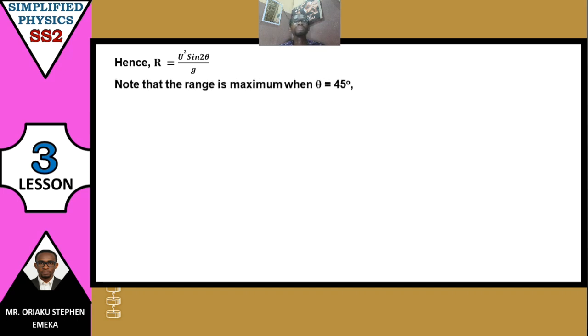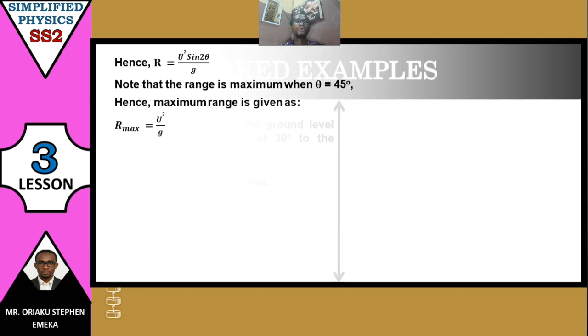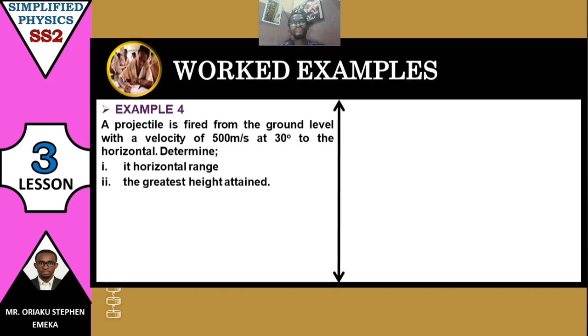Now there is what we call maximum range, that is to say the maximum distance a projectile can go at a given initial velocity, and that occurs at theta equals 45 degrees. So when we are asked for the maximum range, sine 2 theta is going to be sine 90, and sine 90 is 1. So maximum range is going to be u squared over g. Okay, let's get this example.